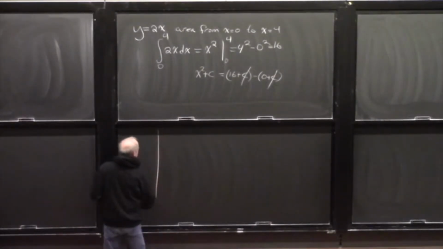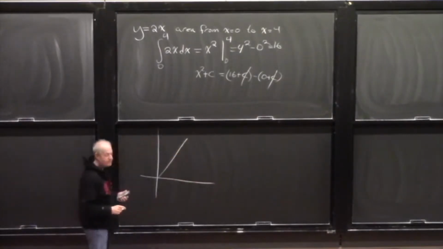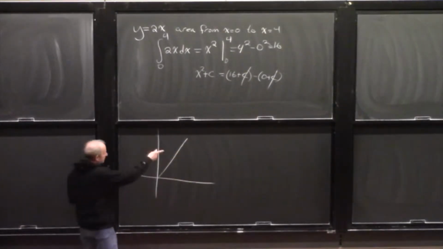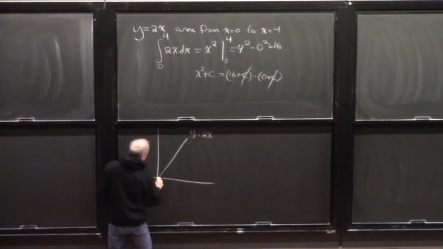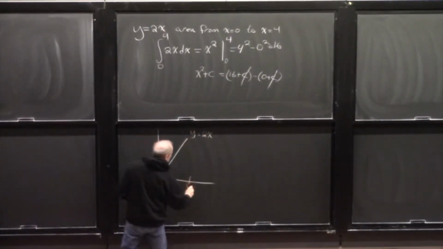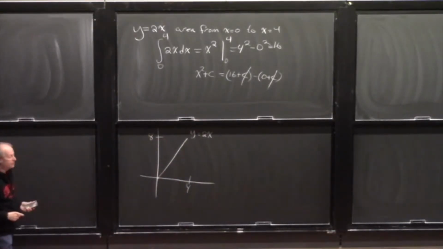Well, what does y equals 2x look like? It looks like this. Right? That's the line y equals 2x. It keeps going. At x equals 0 it's 0, and at x equals 4, this height is 8. This is just the line y equals 2x.